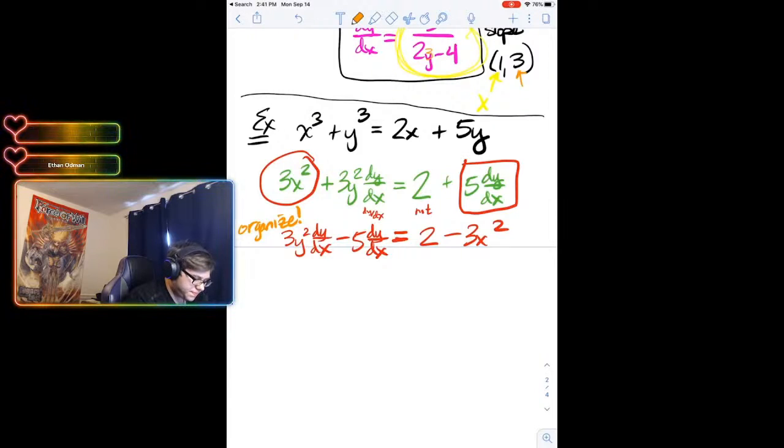The reason why we do that is because dy dx is a common term to both of these. And we can factor out dy dx as a common term, leaving us with 3y squared.